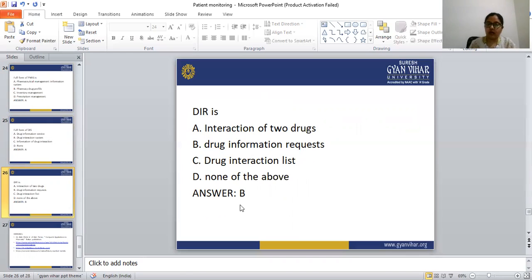So this is all about the pharma information system as well as the computerized patient monitoring system. I hope everybody understood it very well.